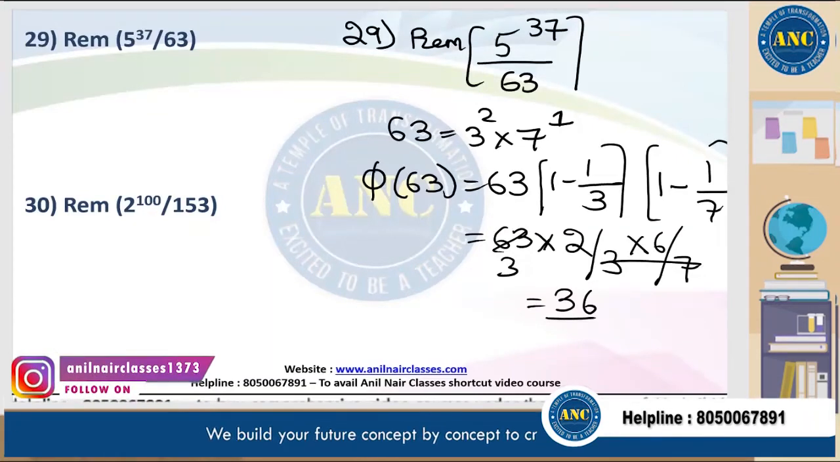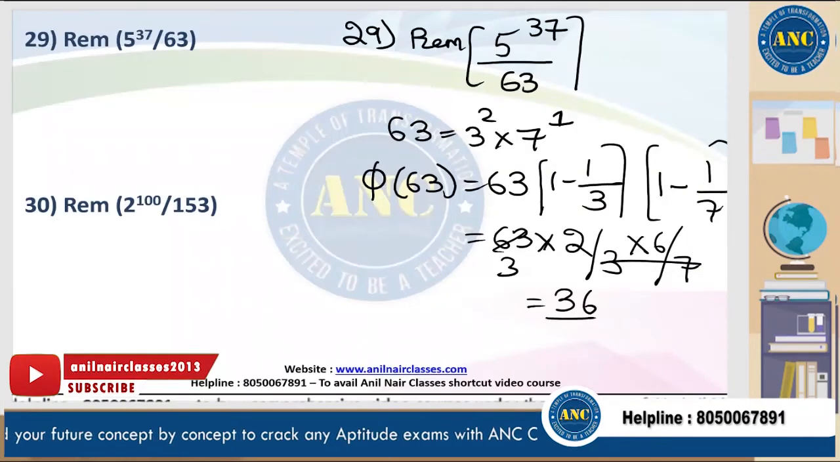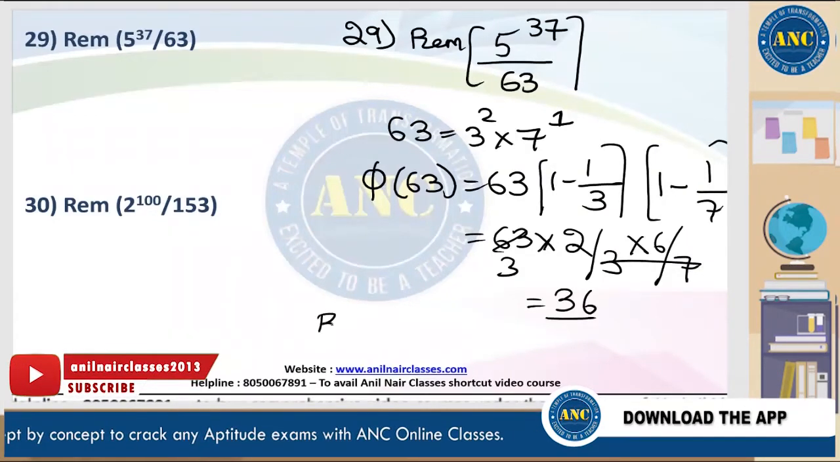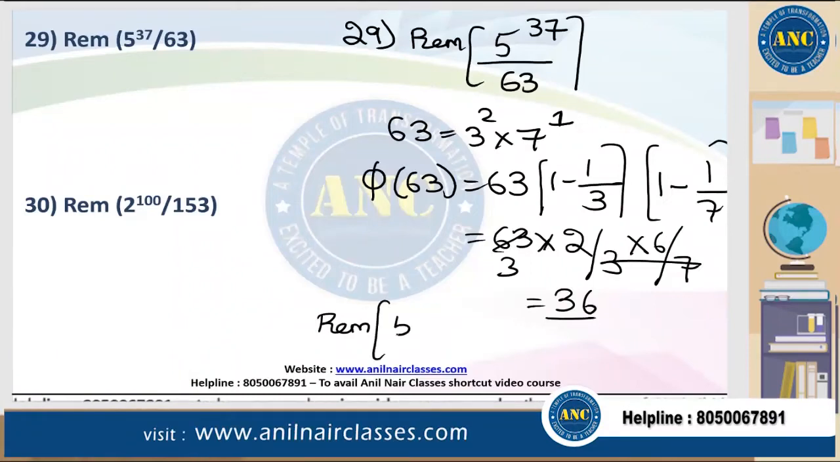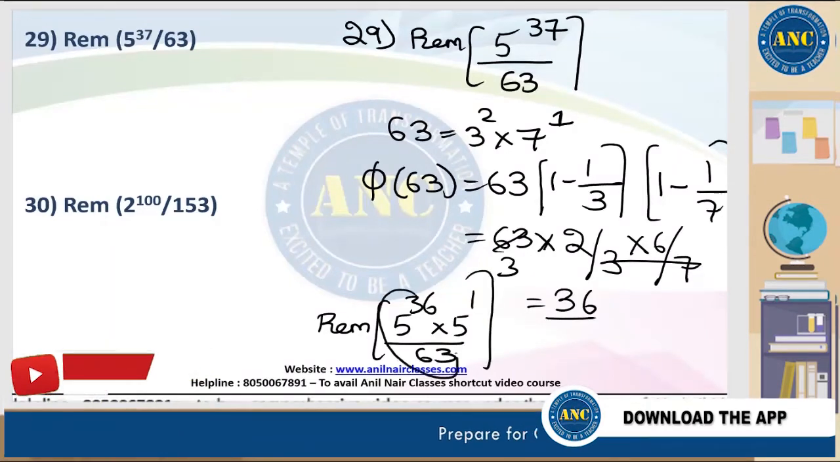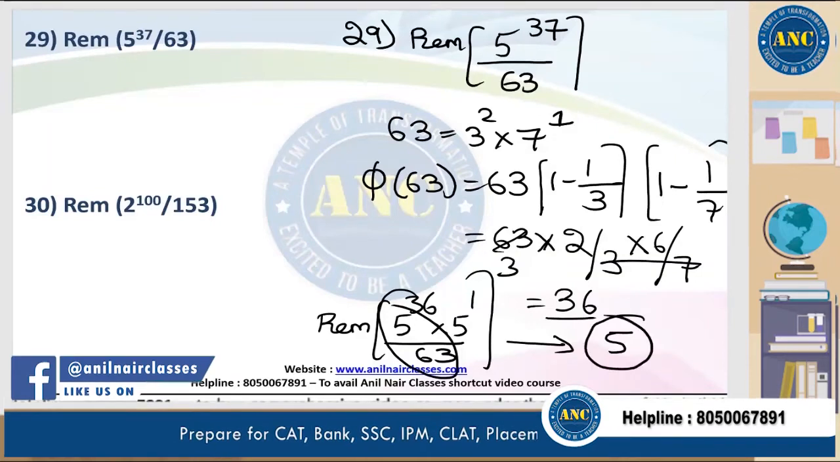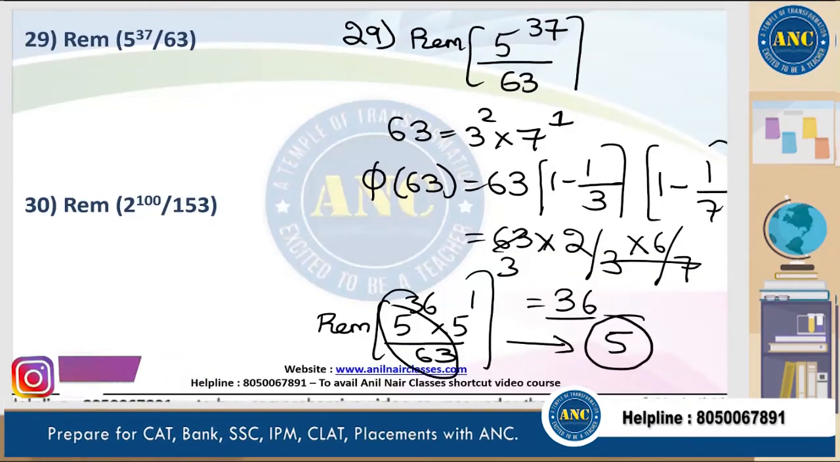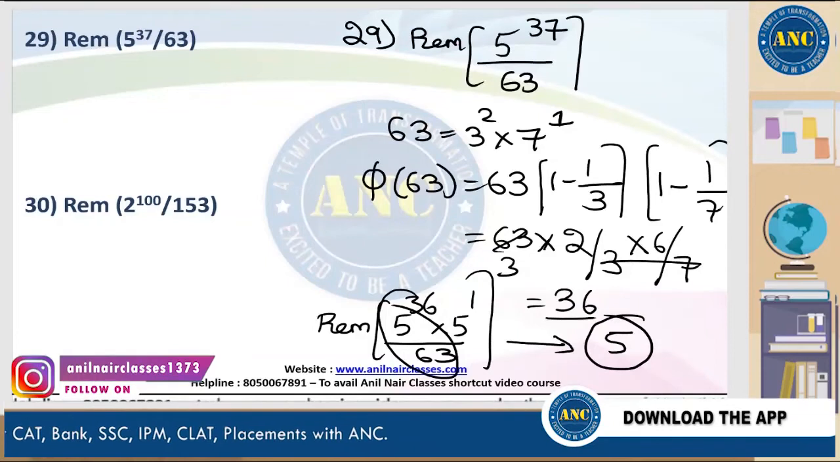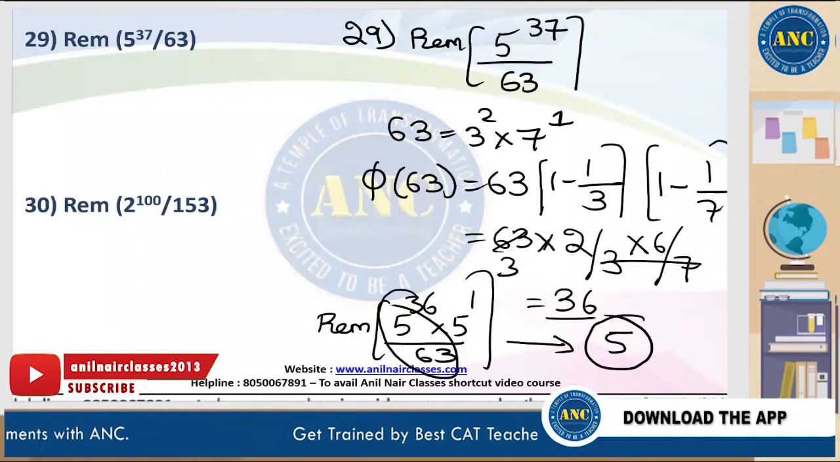The number of natural numbers less than or equivalent to a given number and co-prime to it is nothing but the quotient function. So this is nothing but 5 power 36 into 5 power 1 by 63. 5 power 36 by 63 leaves remainder 1 according to Euler's theorem. So the answer is 5. I hope the 29th problem is clear. Euler's theorem is used when the denominator is a composite number.